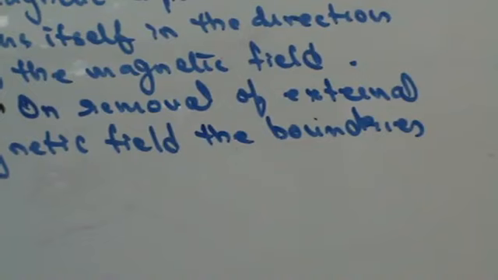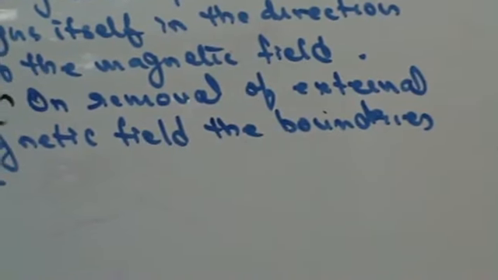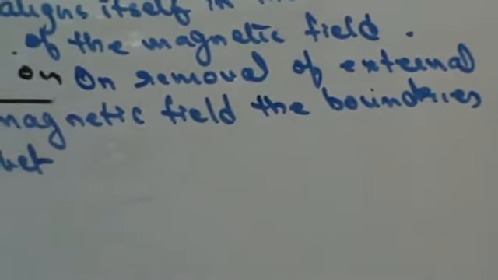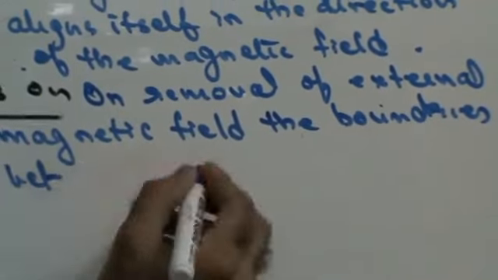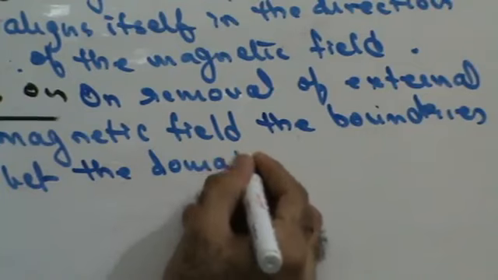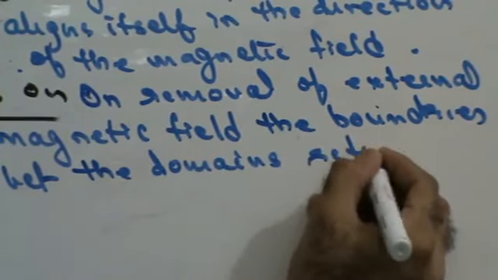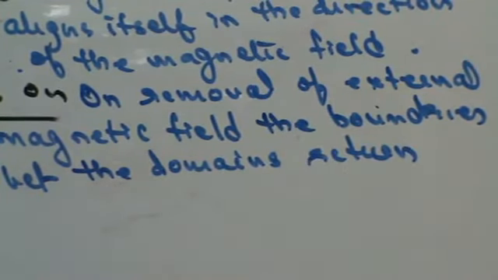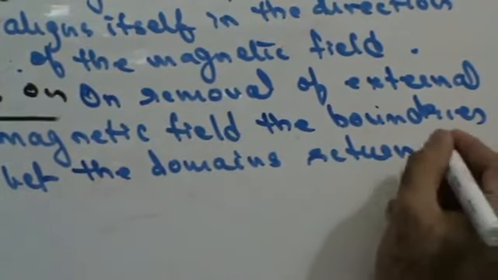On removal of external magnetic field, the boundaries between the domains return to their original position.